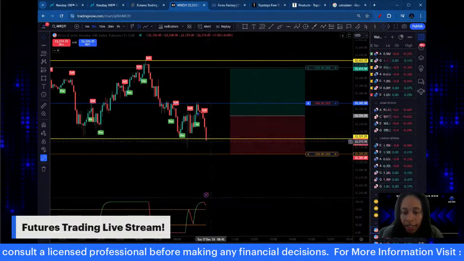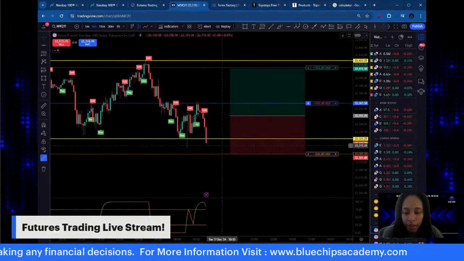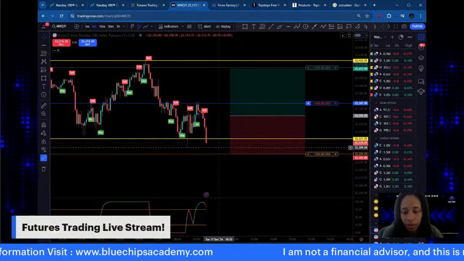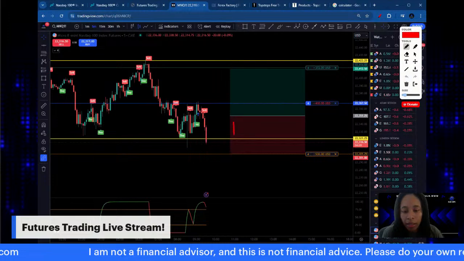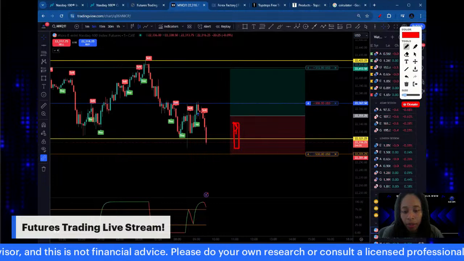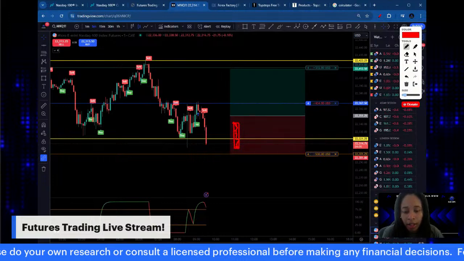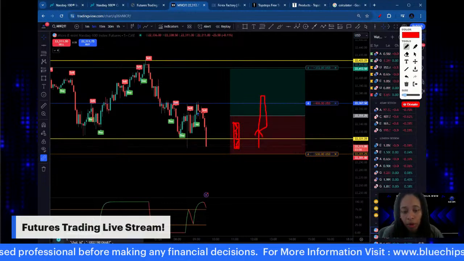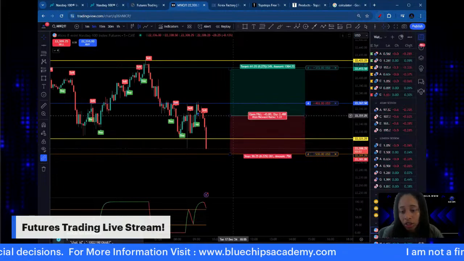Let's see how this candle closes. Never ever make a decision on a candle if it's not closed, because sometimes the candle will start off strong and then it'll wick up, find support, and then push up. Or it can continue to go down. It just depends. It looks like it's trying to break here.